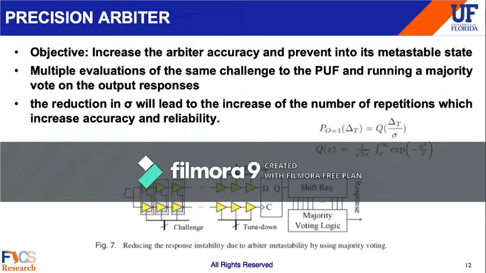We also need to consider a few perspectives, like increasing the arbiter accuracy and preventing it from entering its metastable state. Multiple evaluation of the same challenge on the PUF and running a majority vote on the output responses is our proposal. So the reduction in alpha will lead to an increase in the number of repetitions, which increases the accuracy and reliability, as the equations show over here.